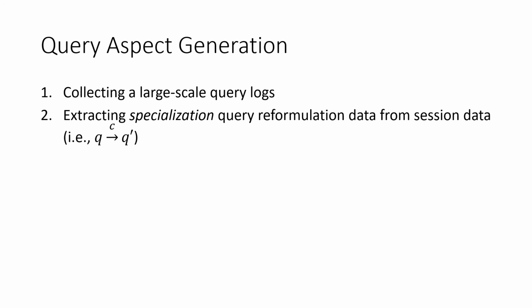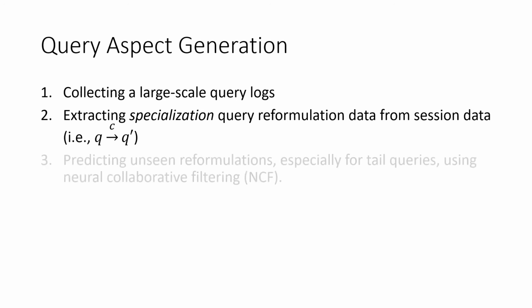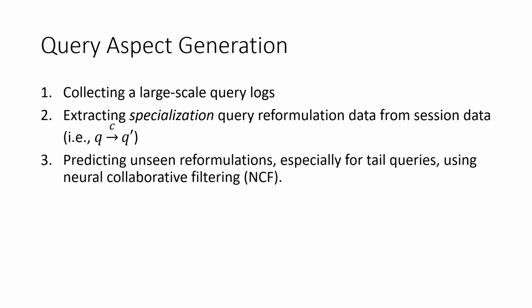In the specialization, the following query, for example, Q prime, contains the original query Q with some additional words. The assumption here is that when we observe these specialization reformulations, we can get more information about the actual intent of the original query. We will see in the next slide that this is very helpful, but it works when we are dealing with head queries. For tail queries, this data would be very sparse. Therefore, we need to do some predictions for unseen reformulations.